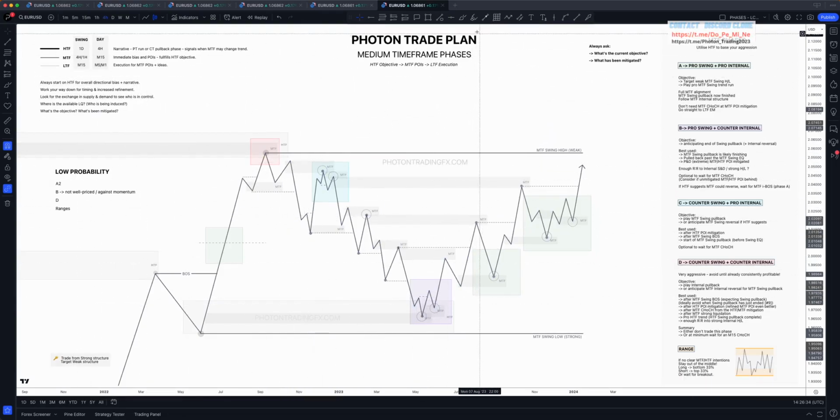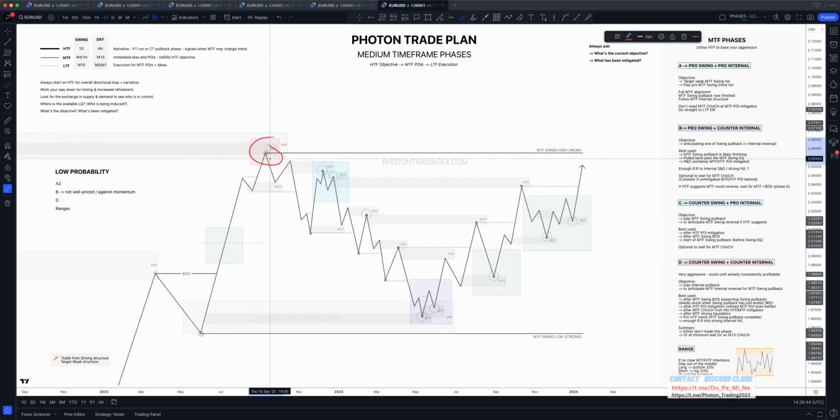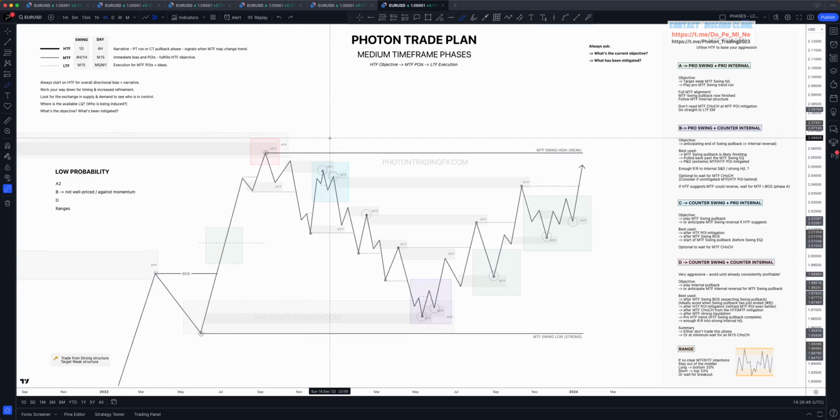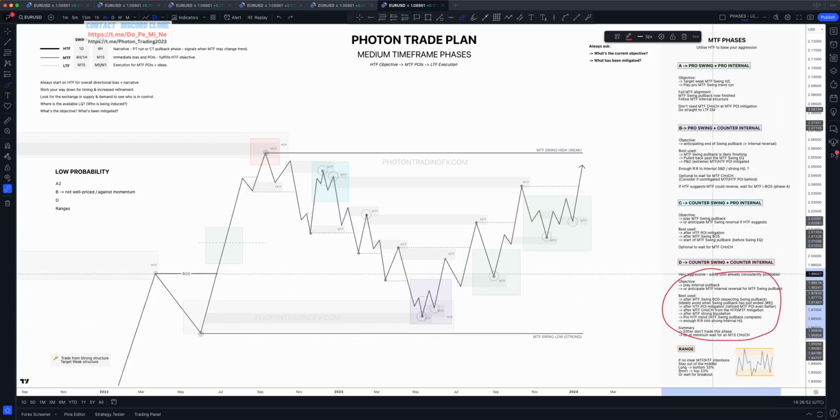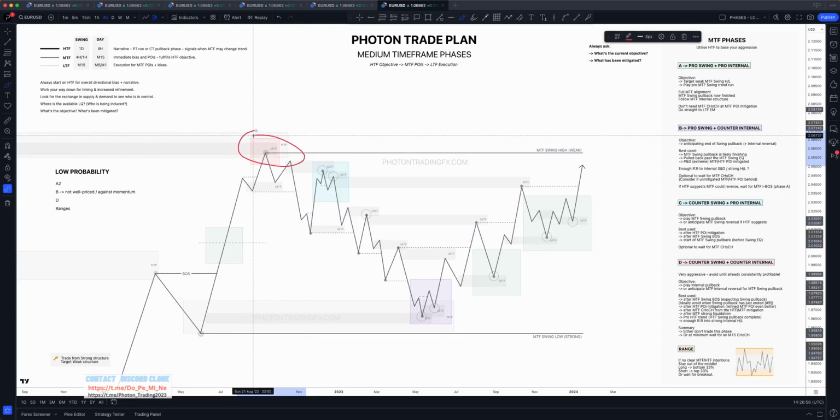The next obvious low probability one, which you're probably all aware of, is phase D, and that's when you're trading counter swing and counter internal. So you're just basically trading against everything on your medium time frame, right? When you're trying to short here, when everything is heavily bullish. Now I've gone into a lot more detail in the MTF phases lesson of when to do it. There's some more information in here. I don't want to make this lesson super long, but I would just say, just avoid this. Don't even bother doing it until you're a lot more experienced.